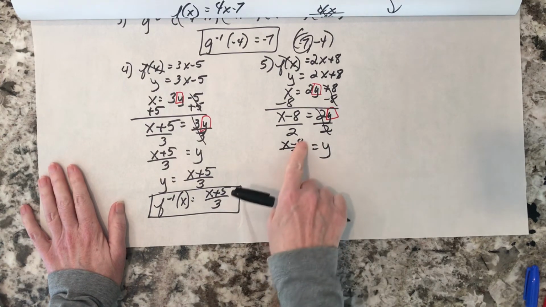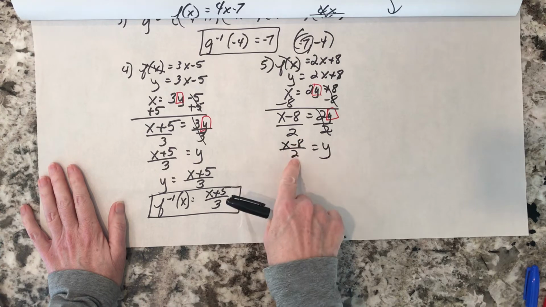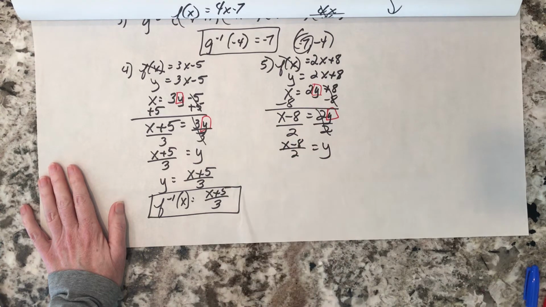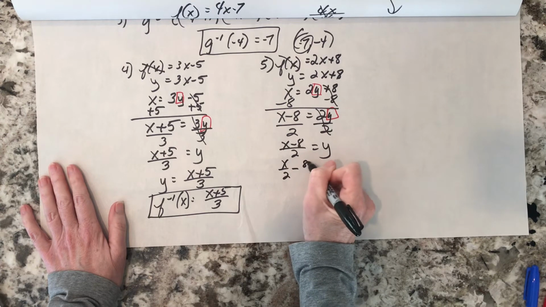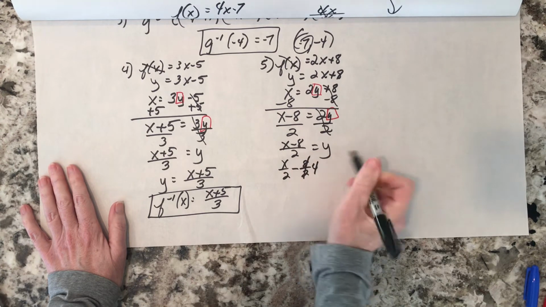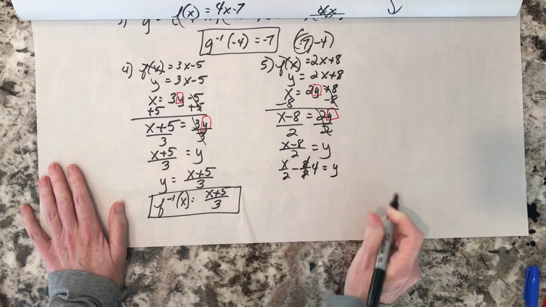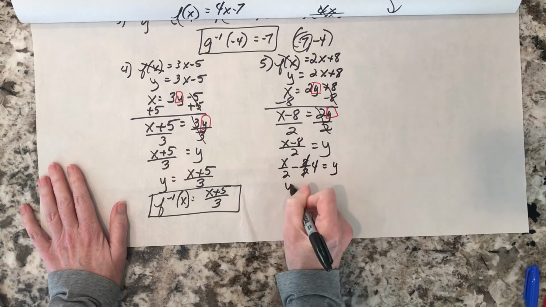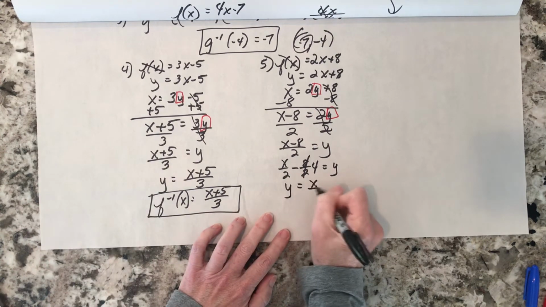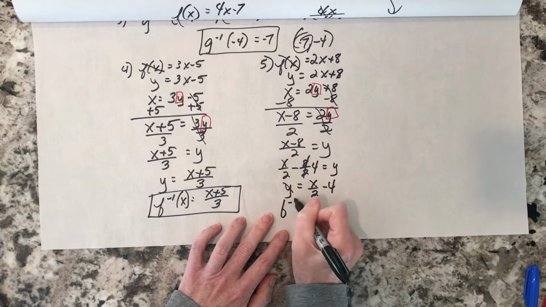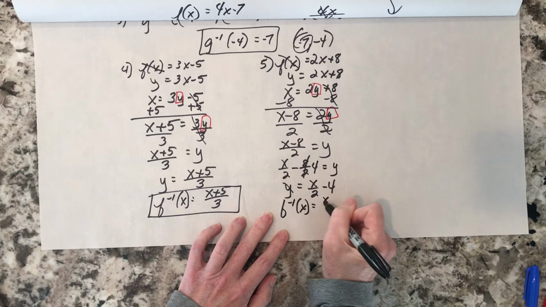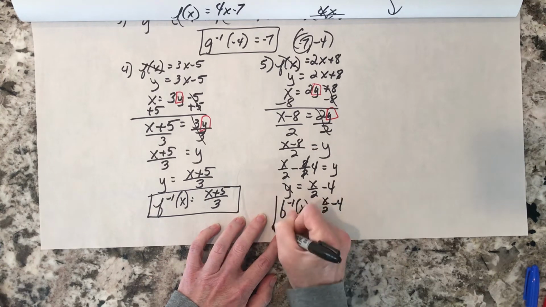I'm going to have to do a little bit of repair here, but I can't just cancel these without canceling a 2 off the x, and I can't, so I'm going to have to separate. x over 2 minus 8 over 2, and of course 8 over 2 is just 4. Now let's swap these out where y comes first. And then in place of y, let's put in function notation again. There's the answer.